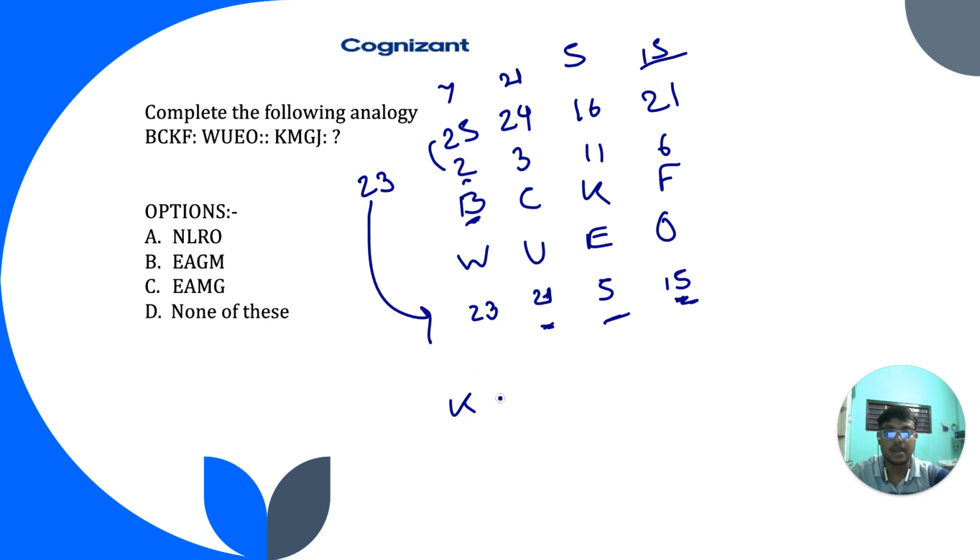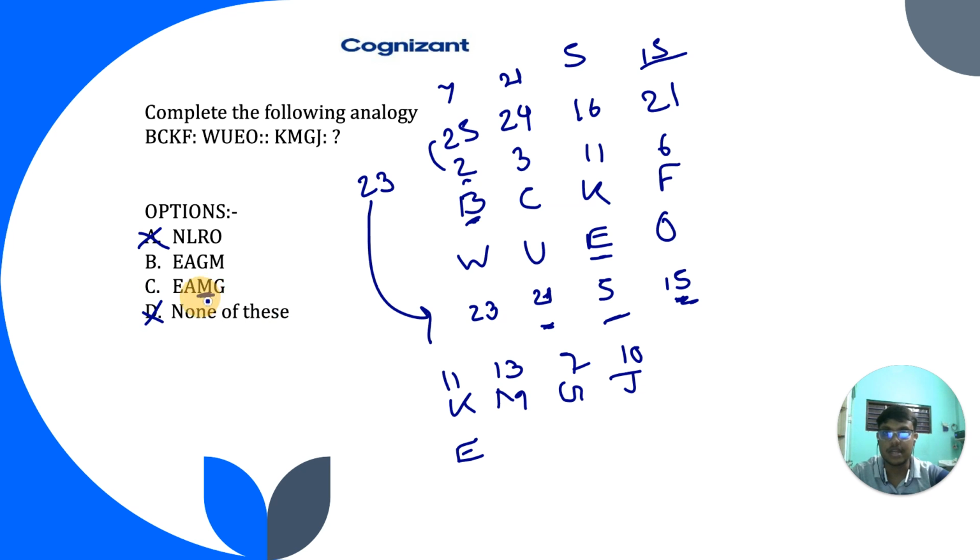Now, if we go for finding the analogous term for KMGJ, we have to first write the positions. K is 11, M is 13, G is 7, and J is 10. So as K is already given, we can take this reference. K would be E. So our starting would be with E. So these two values would be cancelled out.